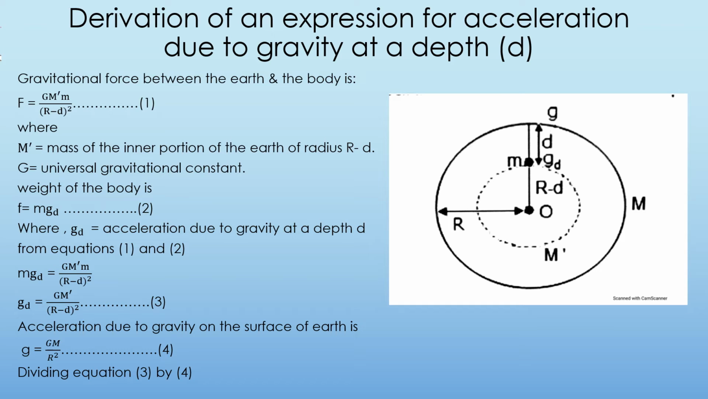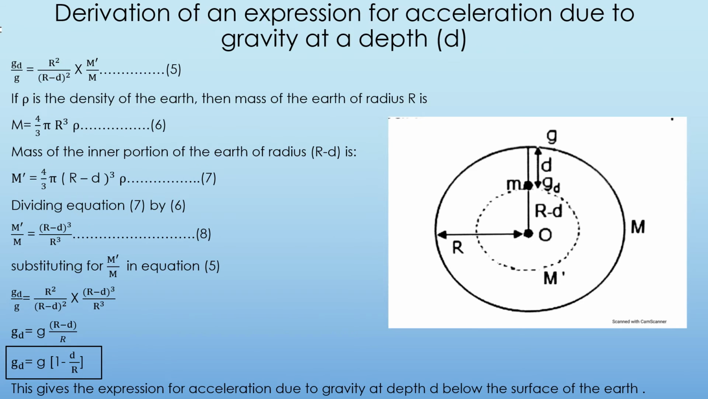Next, acceleration due to gravity on the surface of the earth, we can write as small g is equal to capital G capital M by R square. We will consider this as equation 4. Now, dividing equation 3 by 4, we get g_d by g is equal to, on both sides capital G cancels. So what is left? R square by (R minus d) whole square into M' by M. So let us consider this as equation 5.